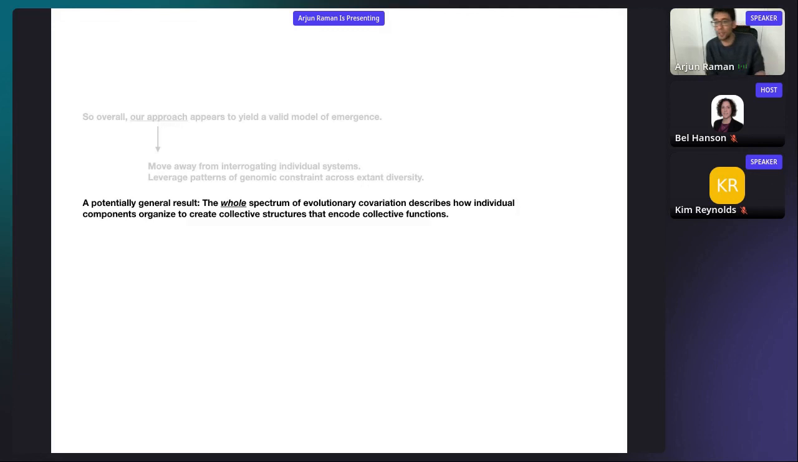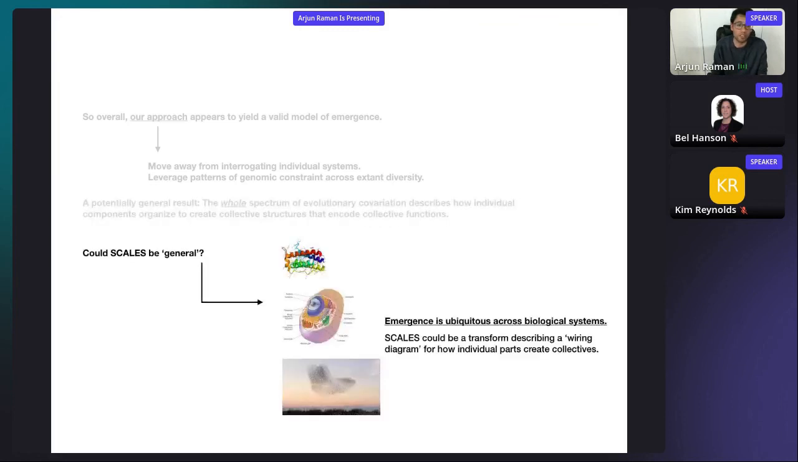What we're actively looking at in the lab right now is how general this result is. What we found is that the whole spectrum of evolutionary covariation describes how individual components of a system can organize to create collective structures that encode collective functions. One can imagine that this is a potentially general framework to describe systems across biology. Proteins are made of amino acids, cells are made of genomes, ecosystems are made of taxa. We go out and sequence these things, and we get a parts list.